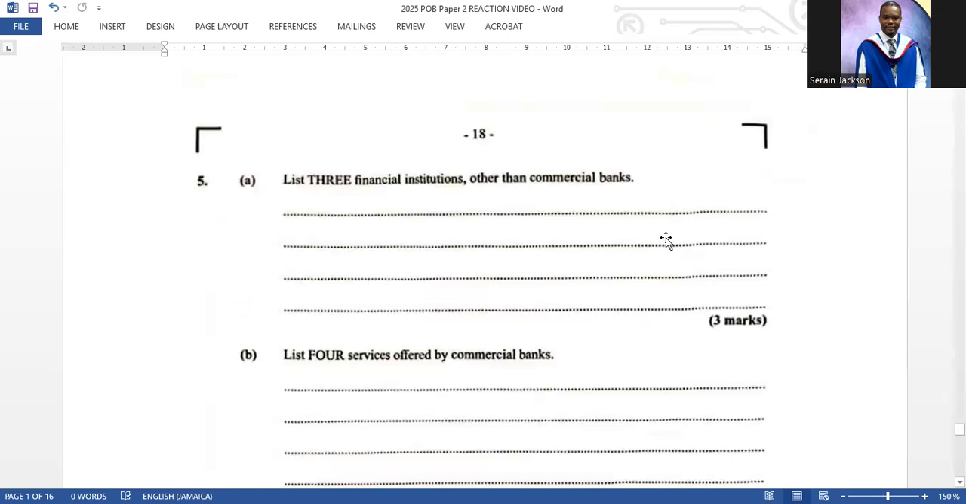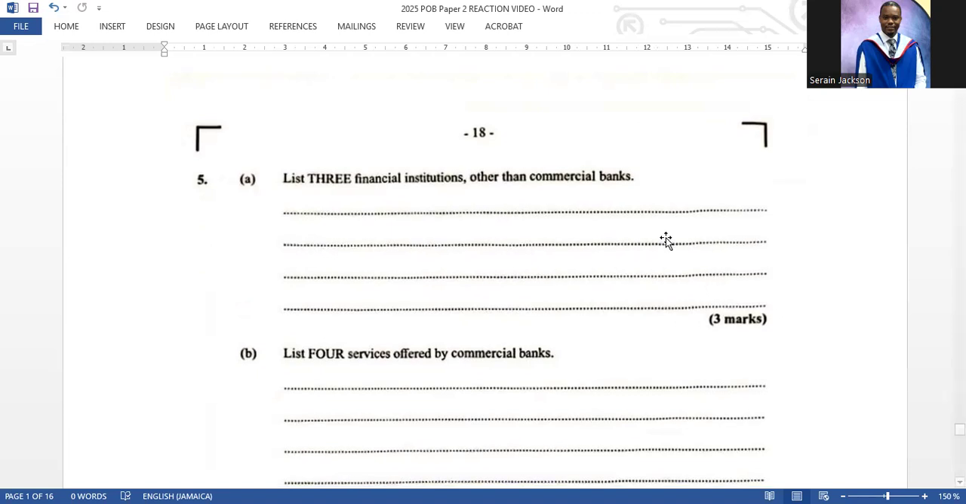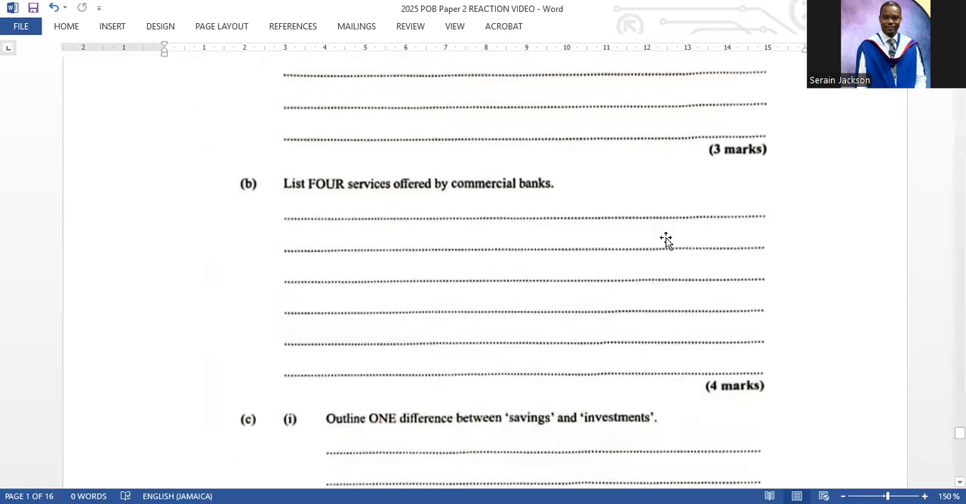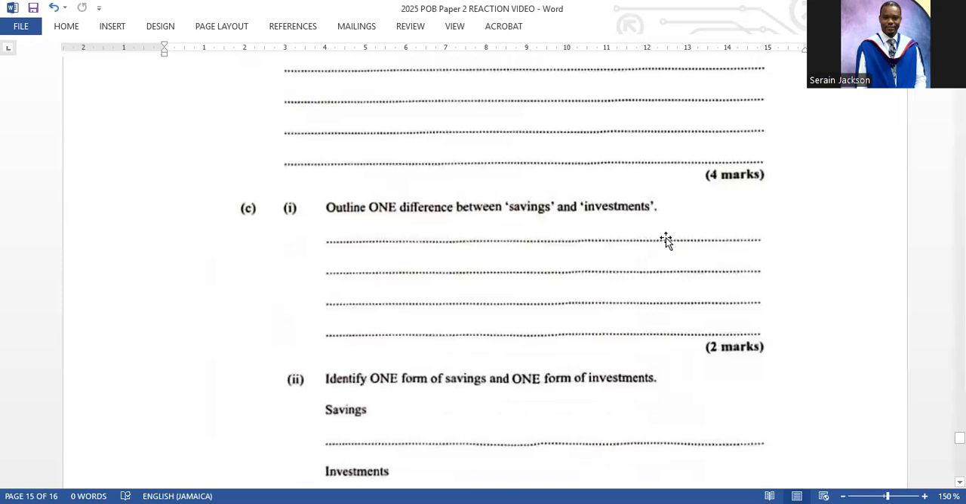Question 5 now. I did not predict this one. So question 5 is, I think, the only question that I wasn't able to predict. I talk about money, but this is talking about financial institutions and banking, right? So it's asking about 3 other financial institutions other than commercial banks, right? List 4 services offered by commercial banks. Outline 1 difference between savings and investment. So this is Section 8, social accounting, they call it, I think. Is that it? No. Social accounting is where you talk about GDP and GNP, stuff like that. So this is really banking.